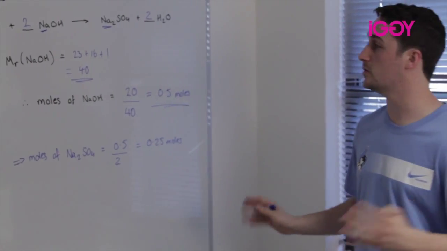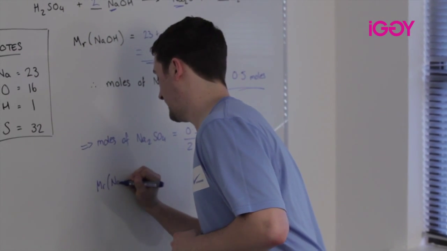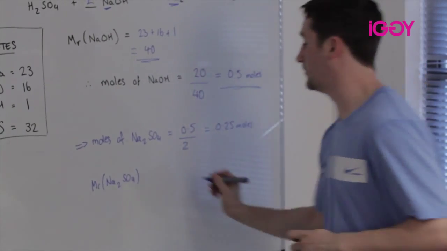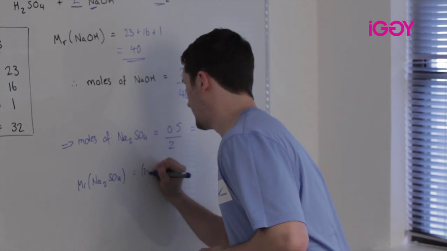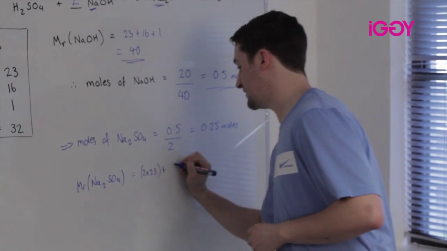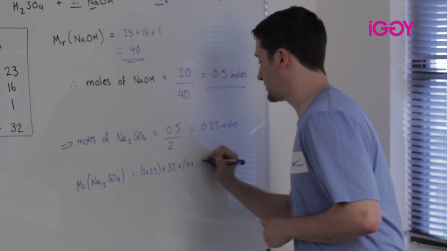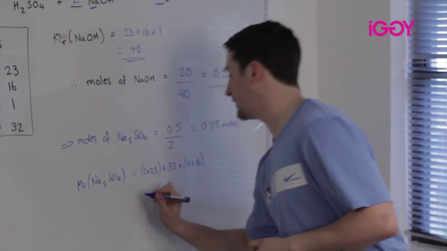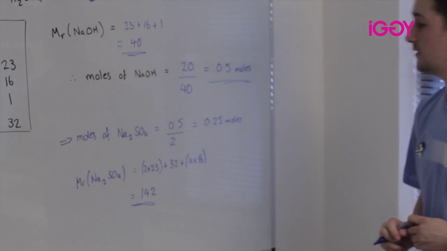Now we've got the moles. We need to calculate the molar mass, so we've got the Mr of Na2SO4, and that will be nice and long. We've got 2 times 23, plus sulfur, which is 32, plus 4 times 16 for the 4 oxygens. If we add all that up, that should come to 142.